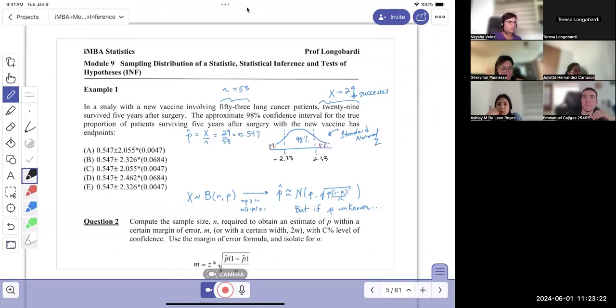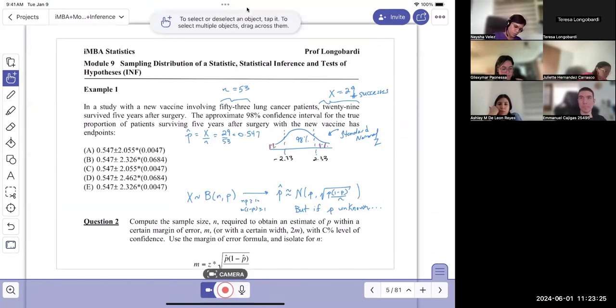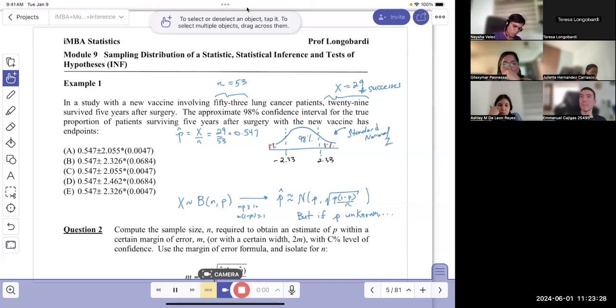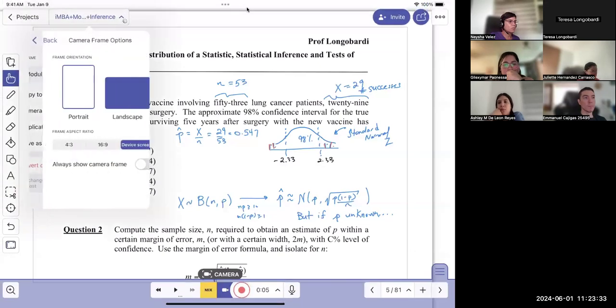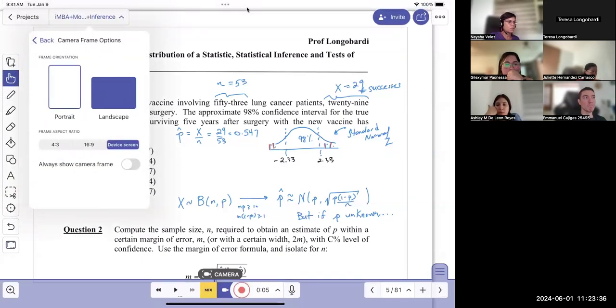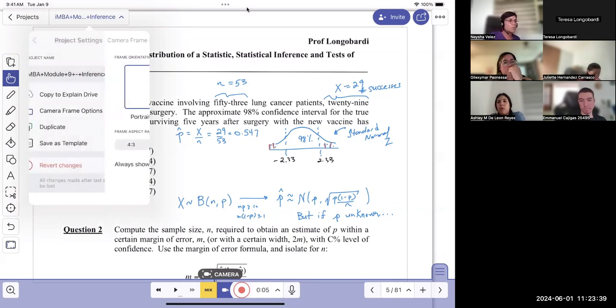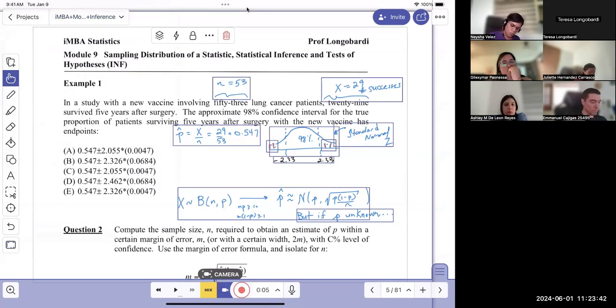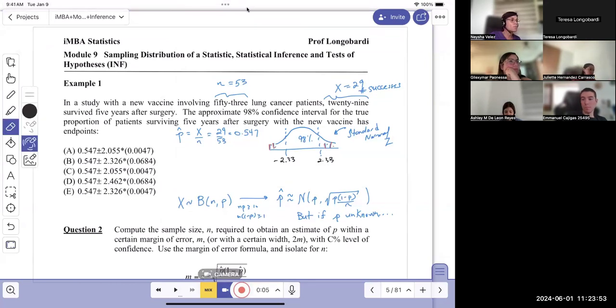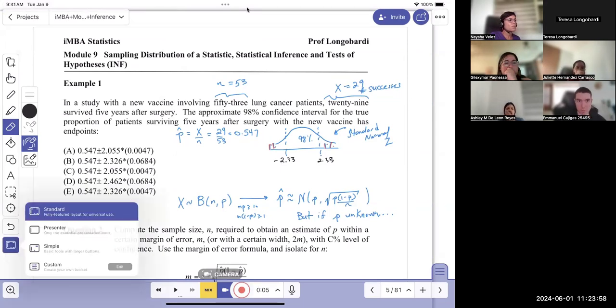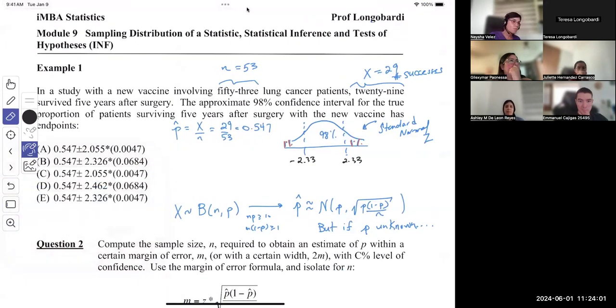What happened? I hit something. Turn off. Oh no, what's happening? My iPad's doing things I don't know what it's doing. Oh, I hit maybe this? No. Okay, we'll just leave it like that.